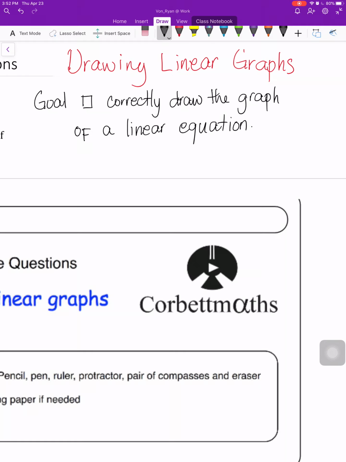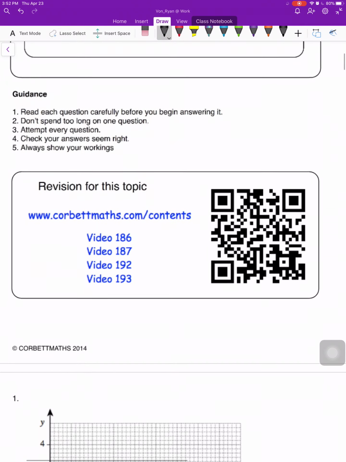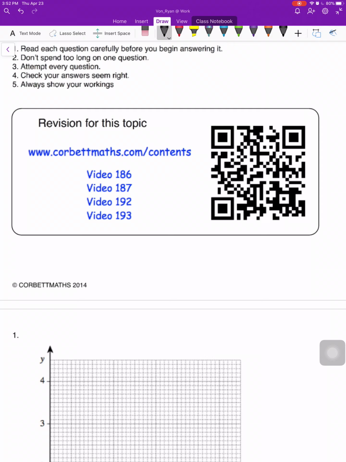Now, take note that a linear equation will always give you a straight line graph. So that's one thing that you need to remember. When you're given a linear equation, automatically the graph that you expect will be a straight line. Also, remember that you would need at least 2 points. Let me just write that down.